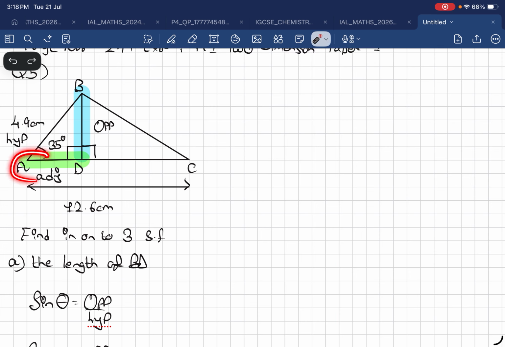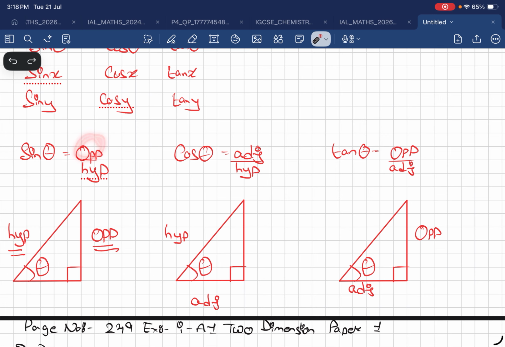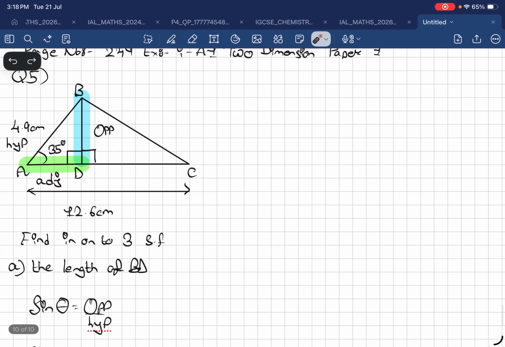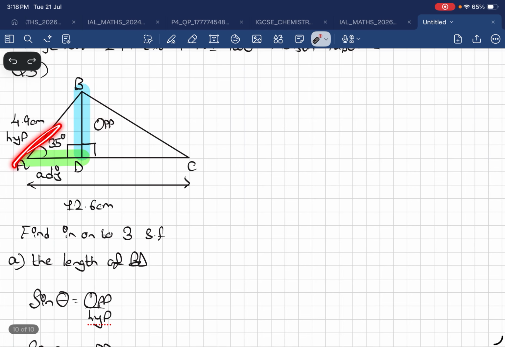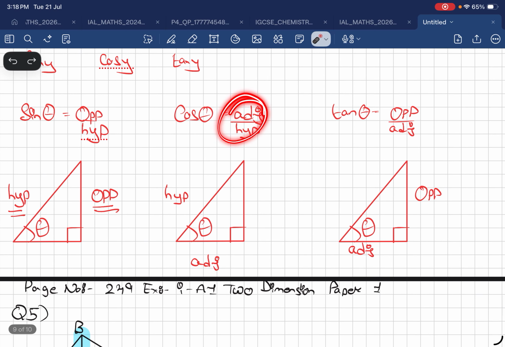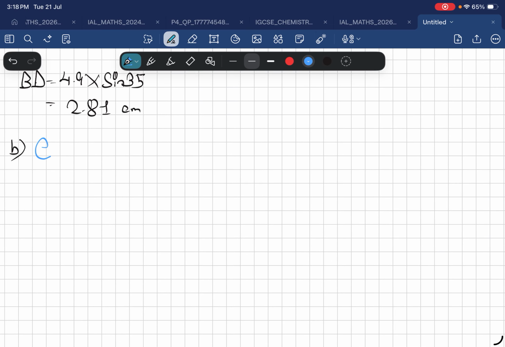We know this is the adjacent and this is the hypotenuse, and our angle is given. So let's see, is it opposite? No. Is it adjacent? Yes. But is it adjacent by hypotenuse? Yes. So now we will use the cos function. Cos theta is equal to adjacent by hypotenuse.